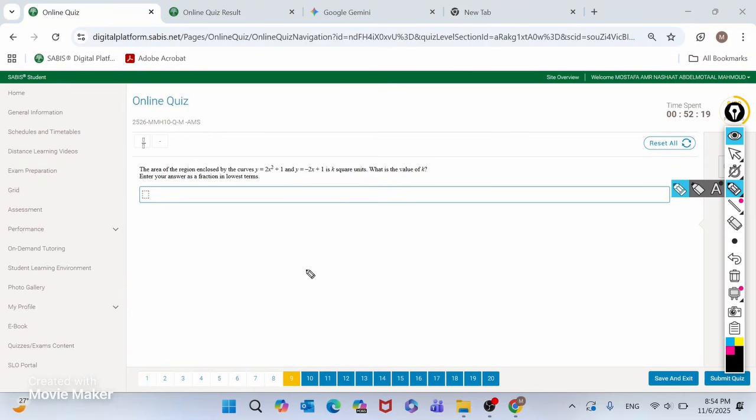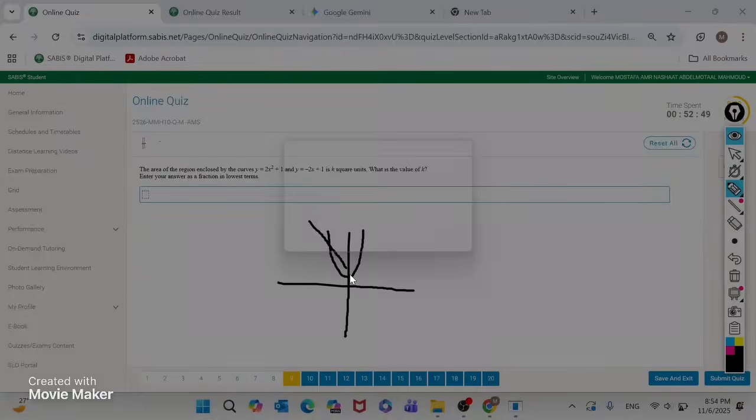So guys, you have an area enclosed by two curves. Here I'm just going to draw a rough sketch of the curves. This isn't exactly what they look like, but 2x squared plus 1 is a parabola shifted up by 1, and this is a line, negative 2x plus 1, so it's sloping down like this.